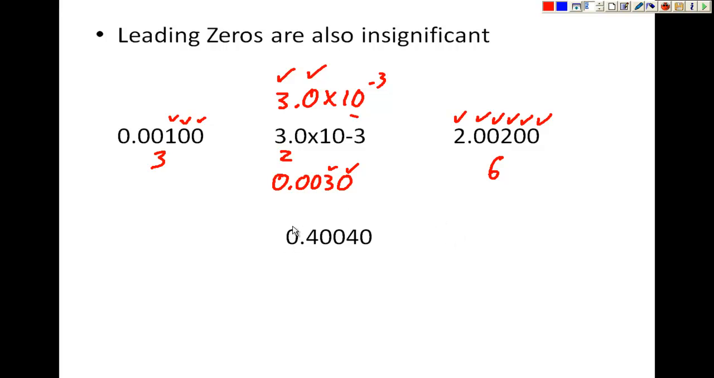Last one, we have a leading 0, so it's not significant. A trailing 0, but it's after the decimal place, so it's significant. And some sandwiched zeros, so those are also significant. So 1, 2, 3, 4, 5 sig figs. Okay?